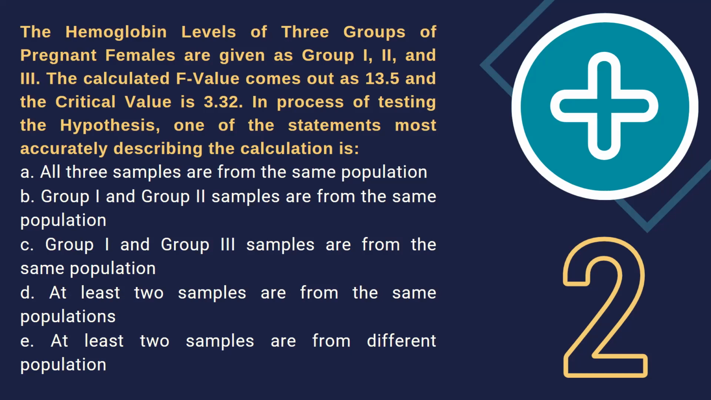B, group 1 and group 2 samples are from the same population. C, group 1 and group 3 samples are from the same population. D, at least 2 samples are from the same population, and E, at least 2 samples are from different populations. Yes, the answer is E.